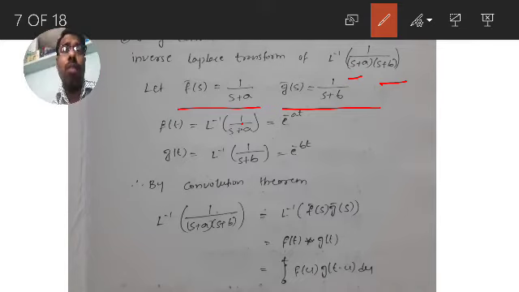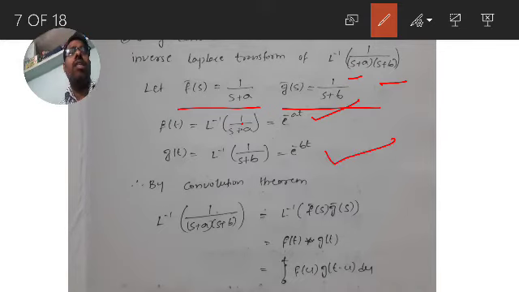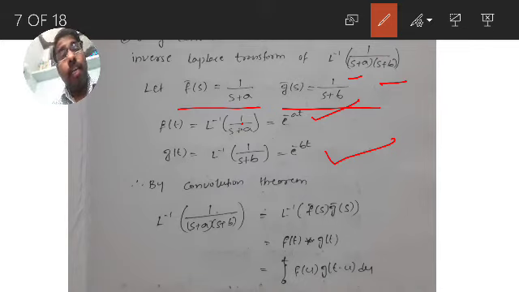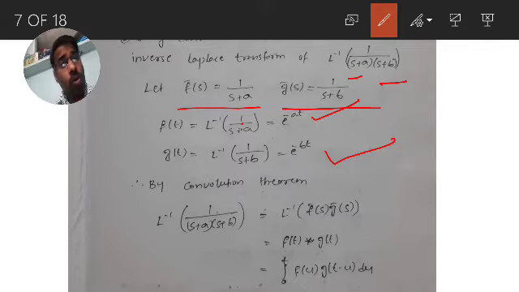L inverse of 1 by s plus a is e power of minus at, and L inverse of 1 by s plus b is e power of minus bt. You got f of t and you got g of t. In convolution, you have to use f of u. So at place of t, you have to write u. In convolution, you have to use g of t minus u. So at place of t, you have to write t minus u. That's it. Very easy. Using convolution you have to solve.